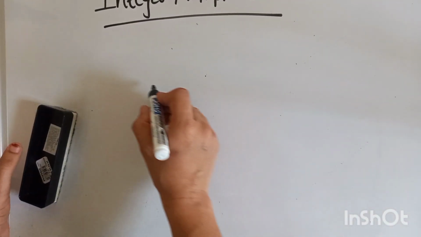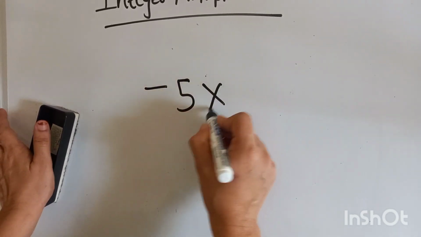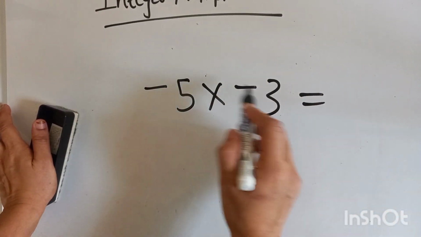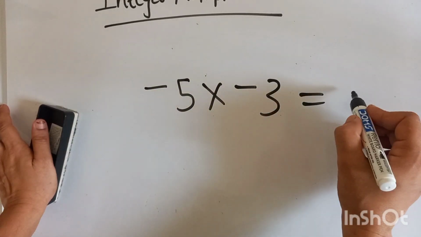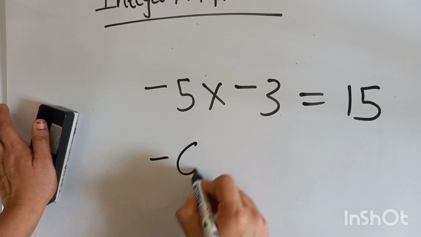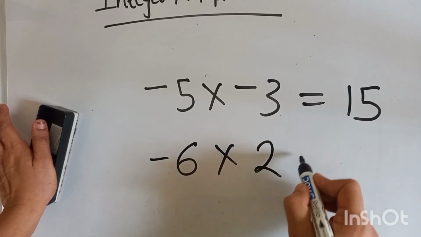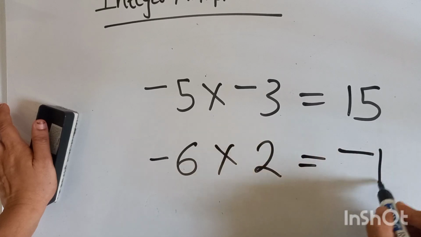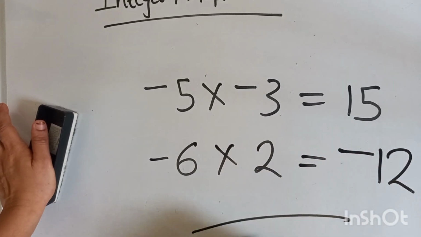Now we can combine these two and check two examples. Negative 5 multiplied by negative 3. Here both integers are of same sign, so the answer will be positive 15. Now negative 6 multiplied by 2. Two integers of different sign, so the answer will be negative 12. This is how it works.